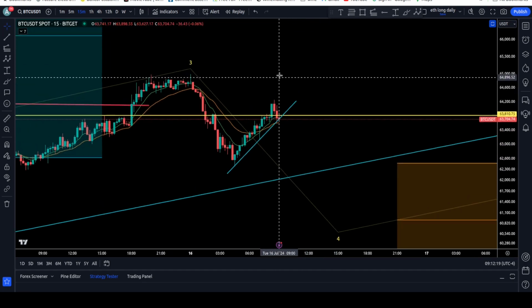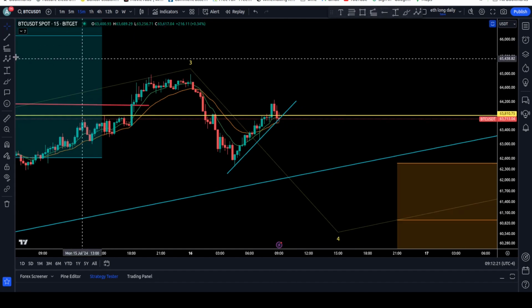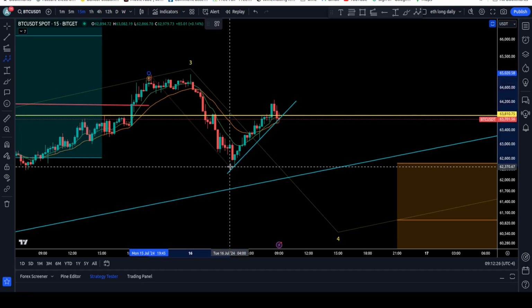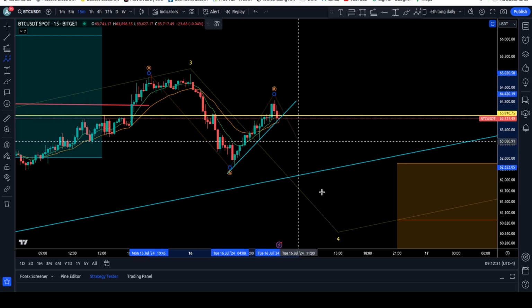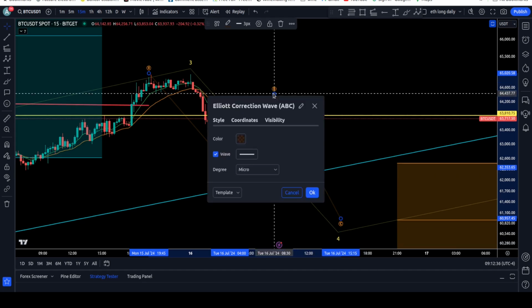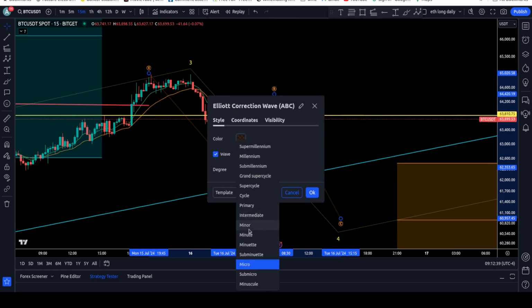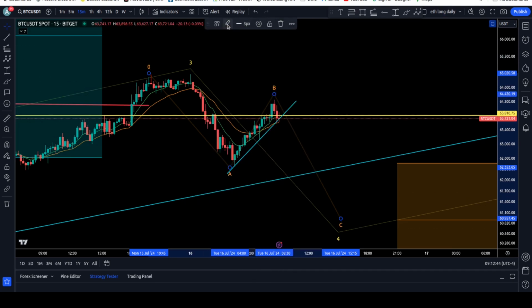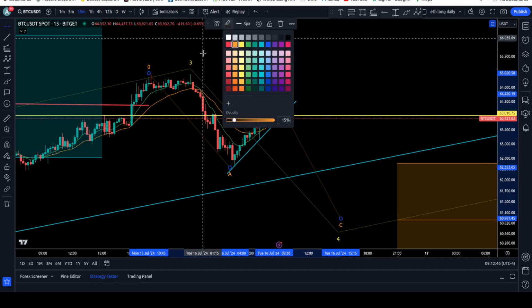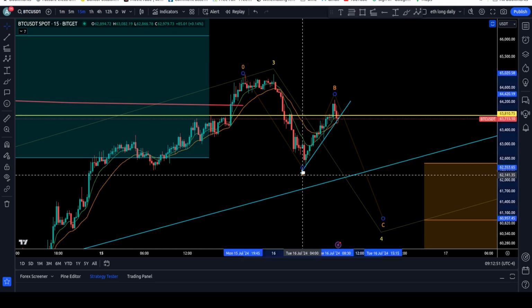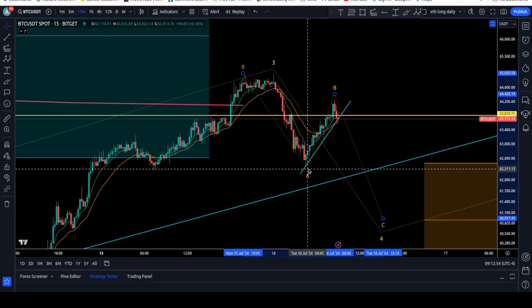Okay, that's perfect. Let me put it on the map so we can see it clearly. So the theory is we just did the A, this is the B, and eventually we're going to do the C to conclude the fourth wave. Let me change the degree also here, otherwise you won't see much. There you go. Should I change the color maybe? No, it's okay. I think I'll leave it like that. Okay, so A, B, C. Let me move that little fellow around.